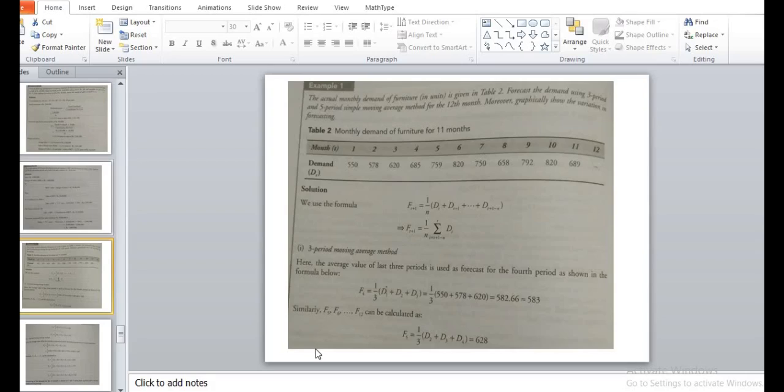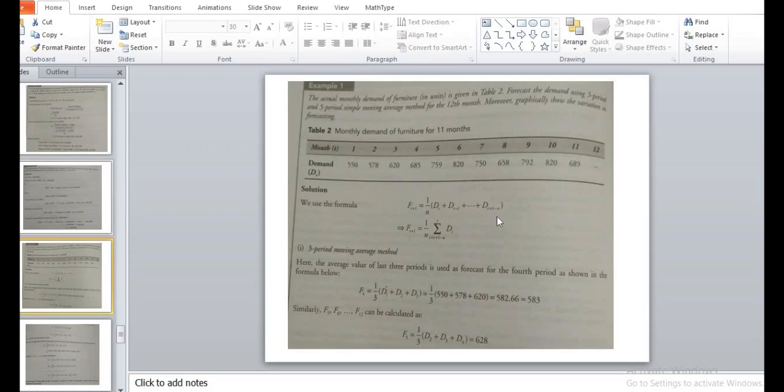Through these three methods, we discuss some examples. Here one example is given. The demand values are given for 12 months, and we are asked to forecast the demand using the 3-period and 5-period simple moving average methods, and draw graphically the 3-point moving method and 5-point moving method.